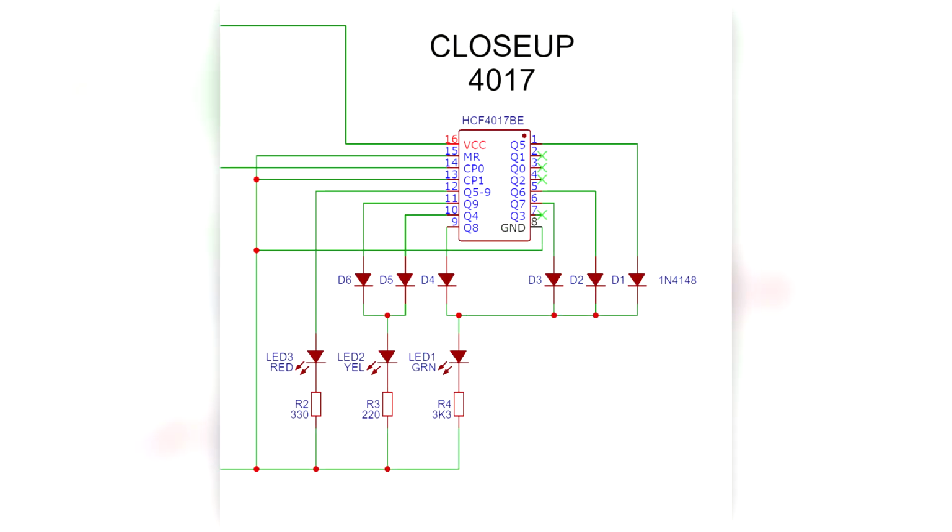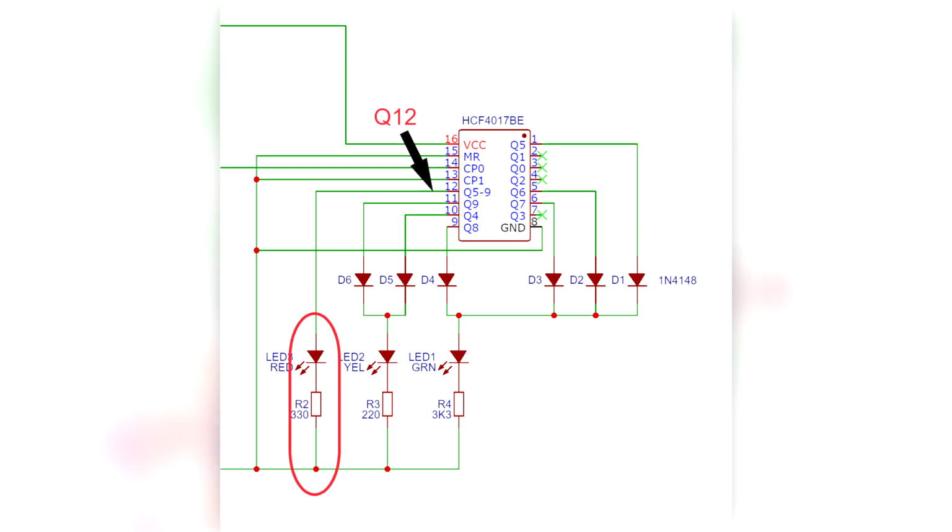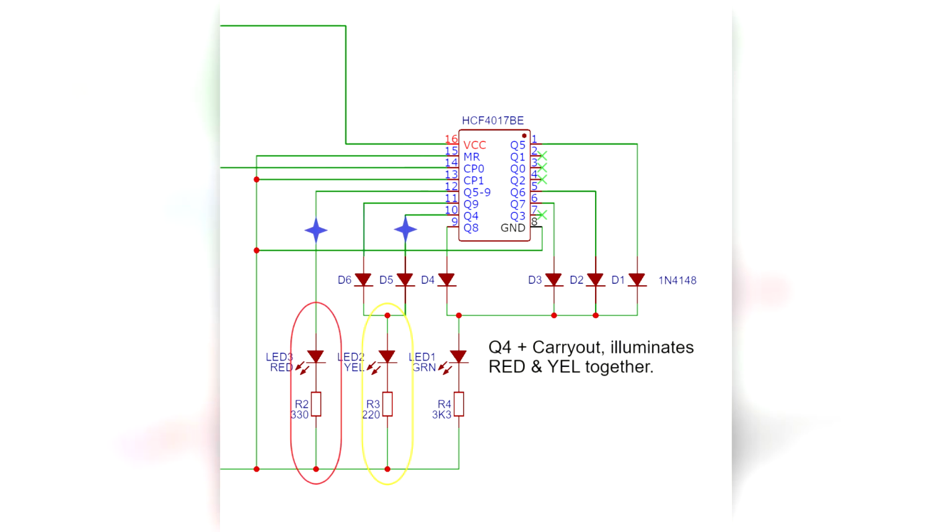Let's have a look at the 4017 decade counter and the role it plays in this circuit. Q12 is the carry-out output, normally used to string several decade counters in a line, but in this instance it's used to power the red LED. Output Q12 is still held high, whilst outputs Q0, 1, 2 and 3 are skipped. Output Q4 goes high and powers the yellow LED via diode D5. So at this point both the red and the yellow LEDs are on together.